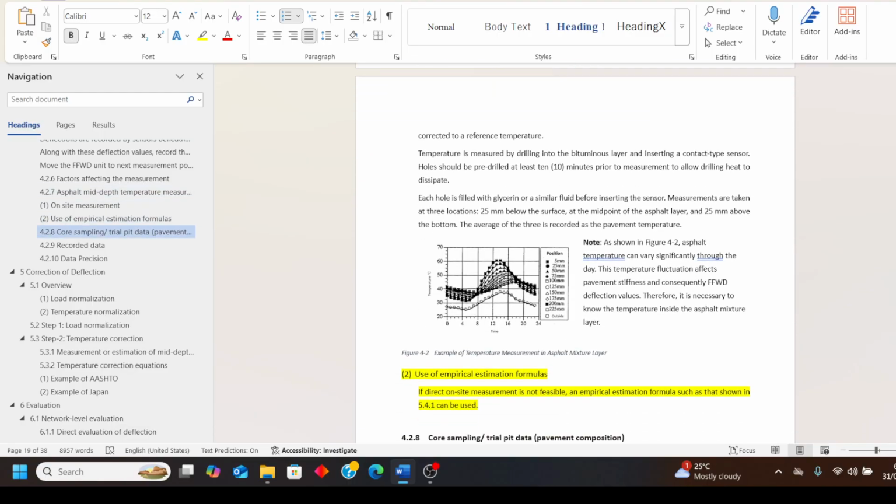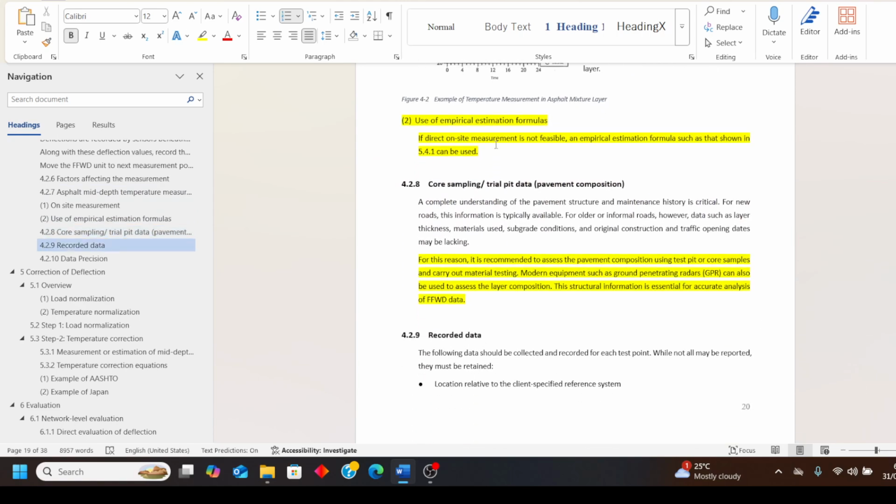However, there is an alternative method also quoted in this manual, which states that if direct drilling is not possible, then we estimate the same asphalt mid-depth temperature by using the formulas Bell equation 2 and 3, using the surface and air temperature. I will show those two equations in the later sections.